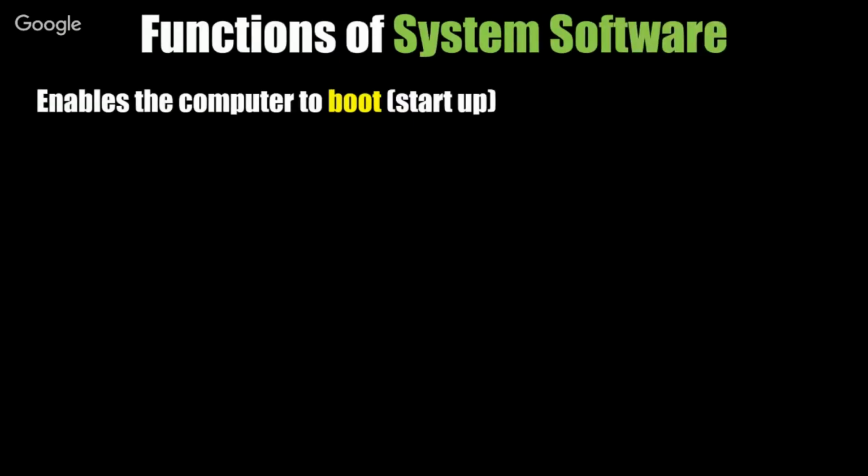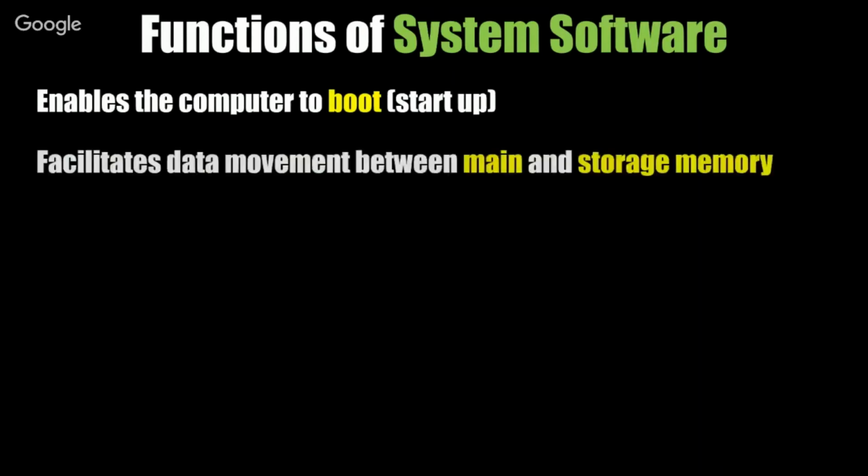System software has many different functions that all revolve around allowing the computer to interact with the user. The first and most basic of these functions is enabling the computer to boot. Booting a computer is a more technical term for starting a computer up. The operating system also facilitates the movement of data from storage to memory and vice versa. Remember that storage is long-term non-volatile memory and main memory is short-term volatile memory that holds data for running programs.